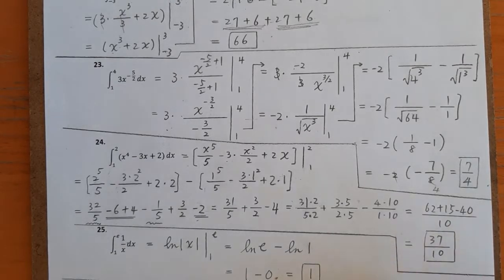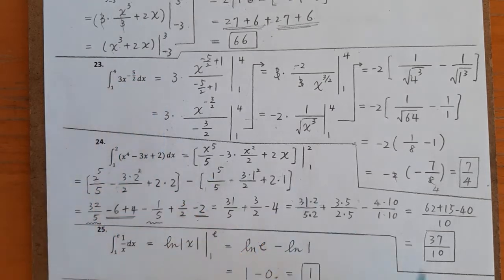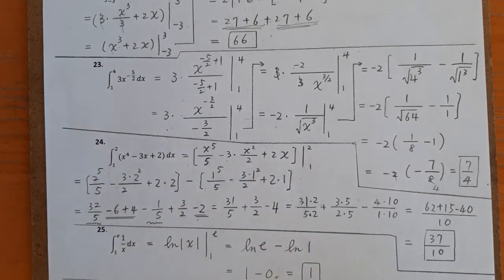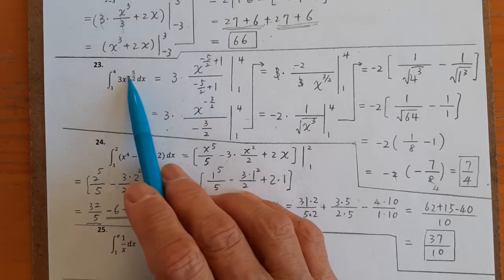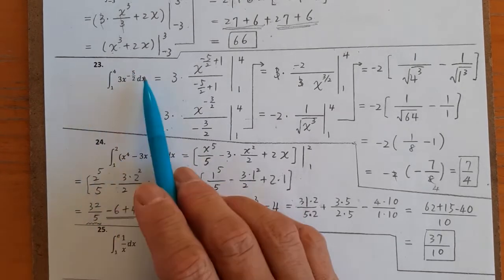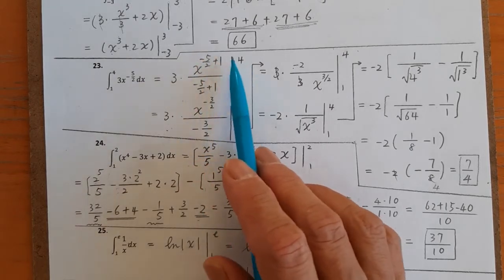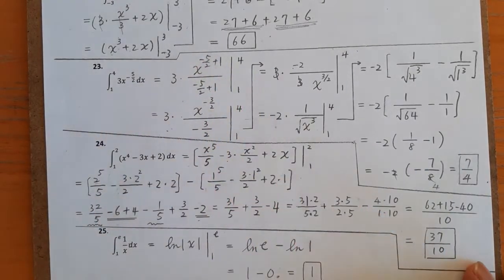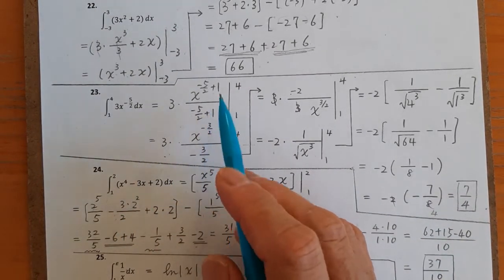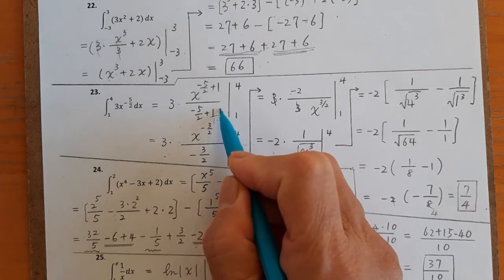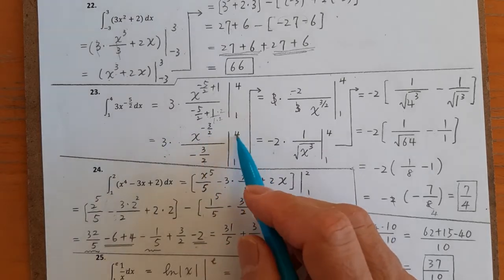Question 23. Integral from 1 to 4 of 3 x to the power negative 5 over 2 dx. So this just uses the power rule. 3 is a scalar, times x to the power negative 5 over 2, take the integral. You add 1 to negative 5 over 2, x to the power negative 5 over 2 add 1, and x goes from 1 to 4. Then you simplify: 3 times this, add 1. 1 is 1 over 1 times 2 on both sides. You get negative 3 over 2, x to the power negative 3 over 2, then x goes from 1 to 4.